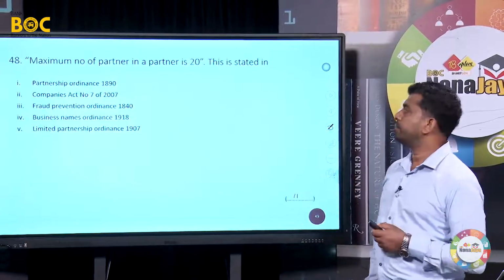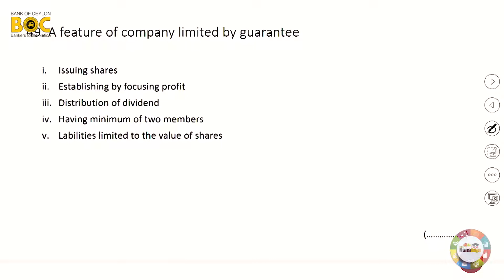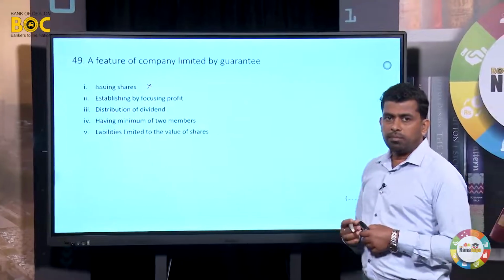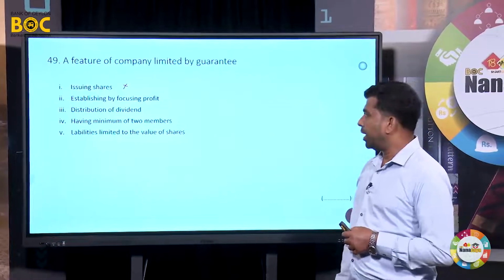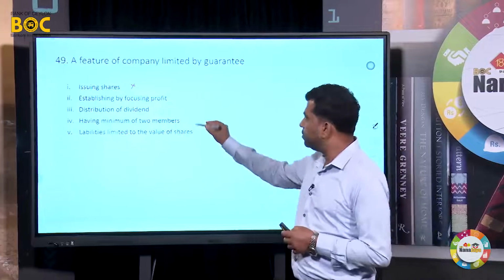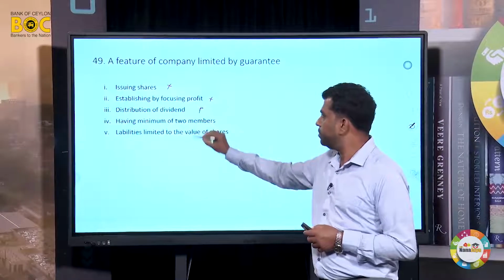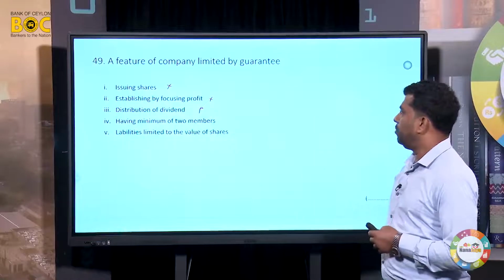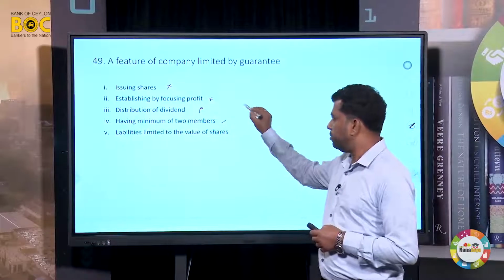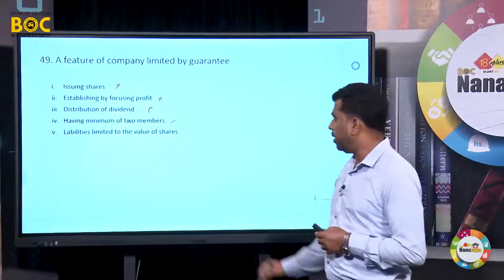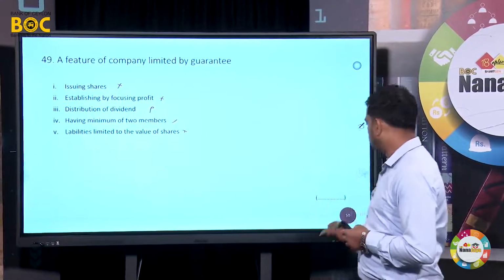Question number 49. A feature of a company limited by guarantee. It doesn't issue shares. Established by focusing on profit? No. More, all the companies limited by guarantee are carried out with the intention of providing social welfare. Distribution of dividend. There is no profit distribution. Having a minimum of 2 members. There should be at least 2 members. Liabilities limited to the value of shares. Shares are not issued by a company limited by guarantee. So the correct option is the fourth one.